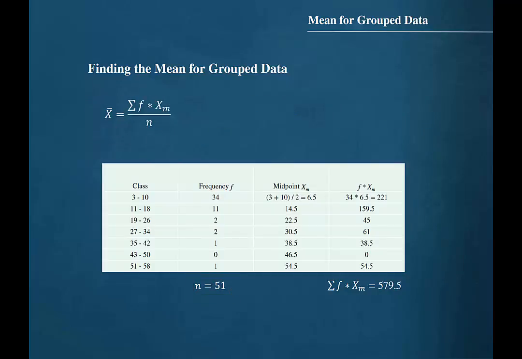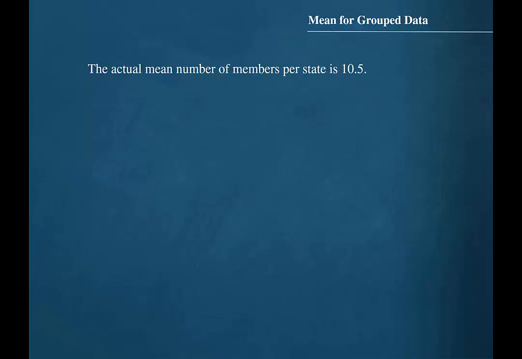So, to carry out the evaluation of the formula, we will divide 579.5 by 51. The rounding rule for the mean tells us to round to one more decimal place than occurs in the raw data. So using this grouped frequency distribution, we estimate the mean number of electoral college members per state to be 11.4. The actual mean number of members per state is 10.5.